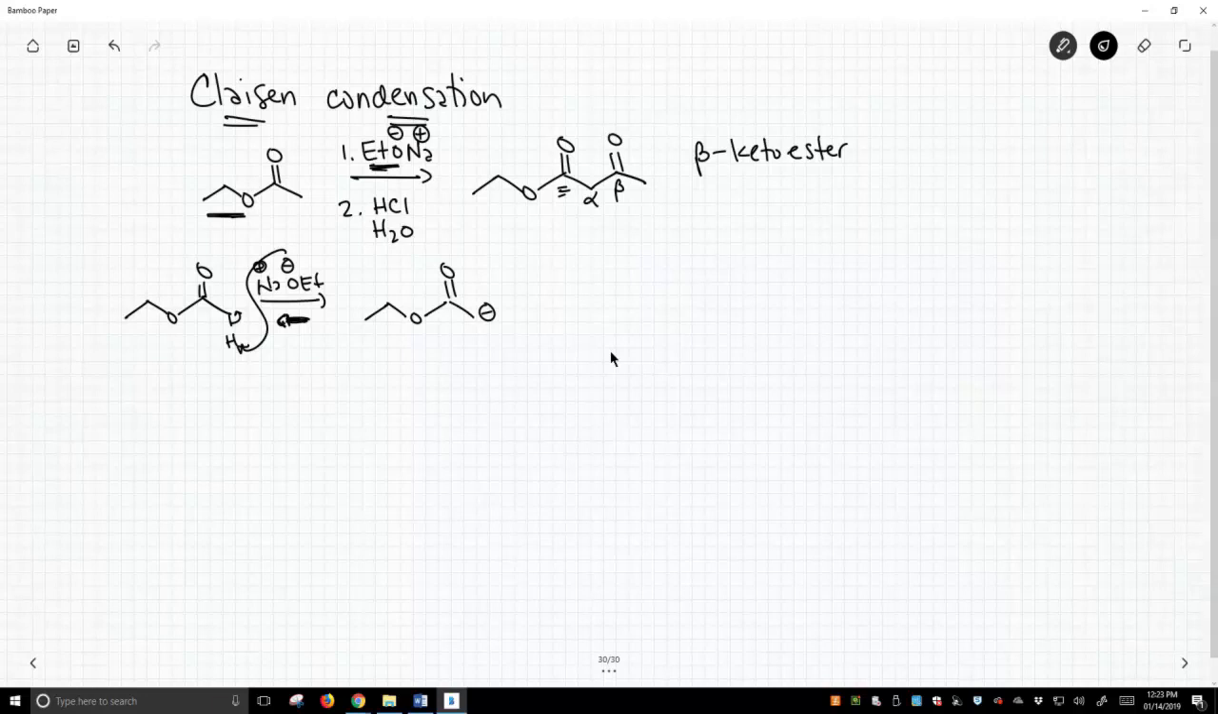So when this enolate forms, there's going to be a lot of unreacted ester floating around. So this enolate, which is a nucleophile, is going to say, I want to attack an electrophile, and the best electrophile it's going to be able to find is ester that hasn't been deprotonated yet. I don't think that classifies as cannibalism, but it's attacking itself.